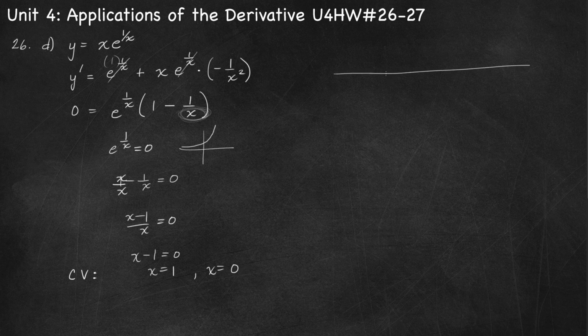So I'm going to put my critical values on a number line. And then we're going to consider what's happening to the derivative at each of those critical values. When x is 1, our derivative is equal to 0. When x is 0, our derivative is undefined. So I'm putting an x to indicate that it's undefined there. I don't want to forget that.